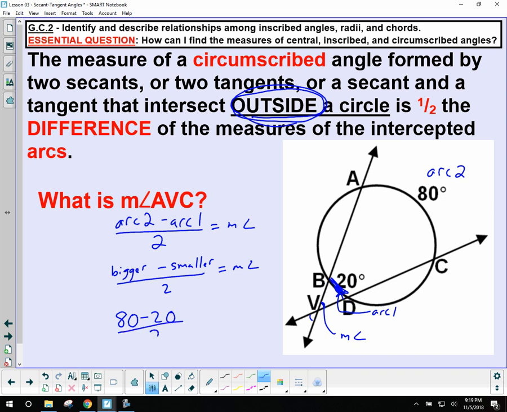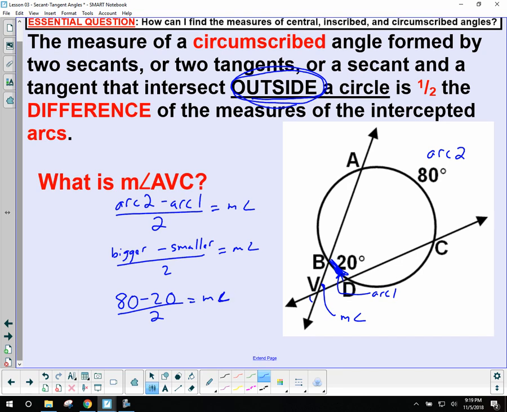Yes, that's an angle, not a C angle. So 80 minus 20 is 60, divided by 2. We get the angle. It's that angle right there. ABC is what we just solved for.